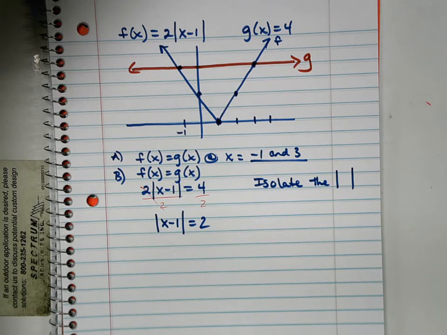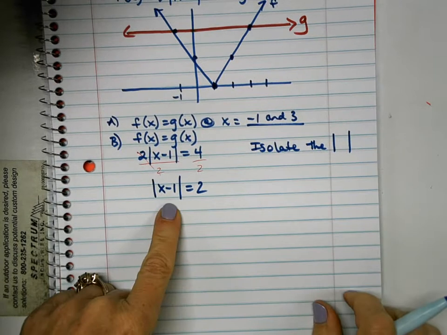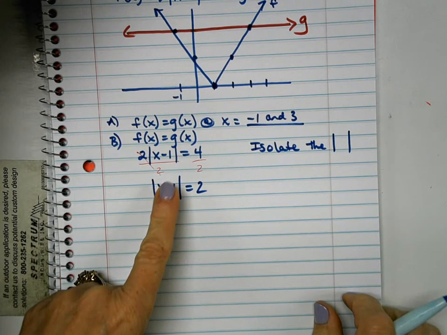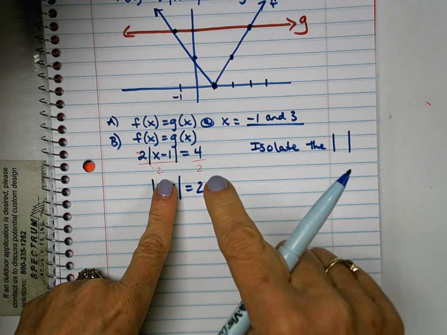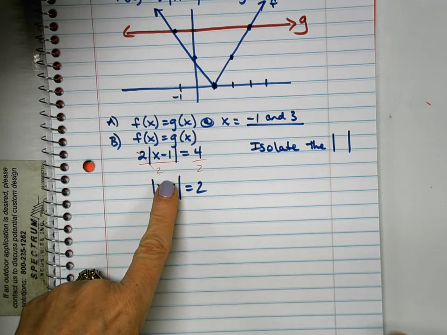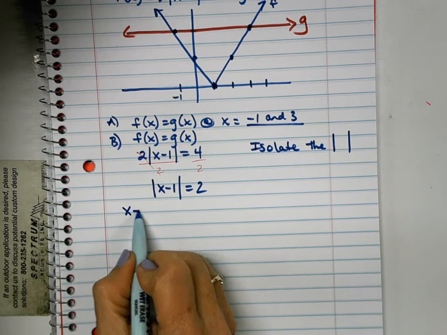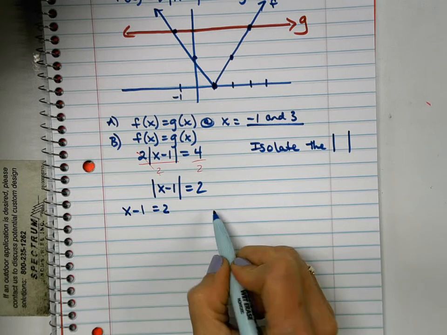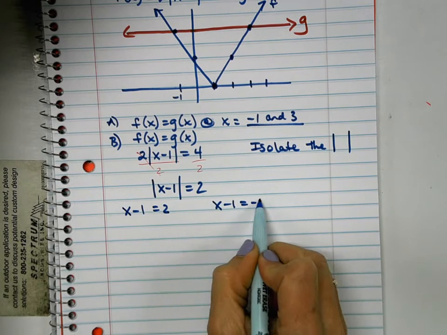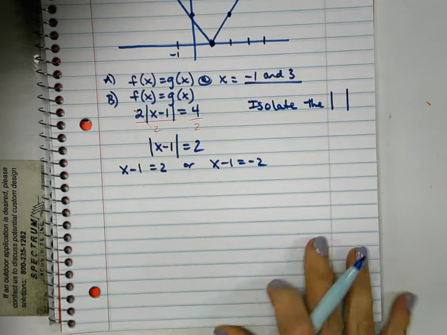Okay? Now, there's 2 things that could be inside that absolute value. There's 2 things that if I took the absolute value of them would give me a positive 2. What are they? What could be inside here? 2 and -2. Right? Okay, so I'm going to set up those 2 cases. It could be that x minus 1 is 2, or it could be that x minus 1 is -2. Either one of those would be right.